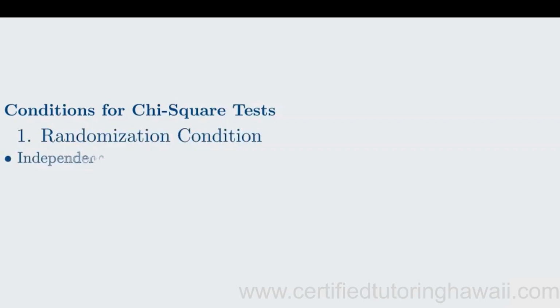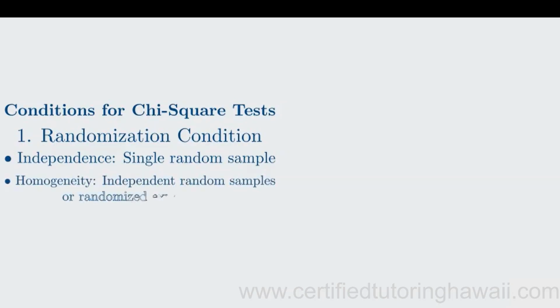Before we can perform these tests, we must ensure the data we have collected is statistically valid. We do this by checking three specific conditions. The first condition is about how the data was gathered. For a test of independence, we need a single random sample from the population. For a test of homogeneity, we need independent random samples from each population, or the data must come from a randomized experiment. This ensures our results are not biased by the way we chose our subjects.